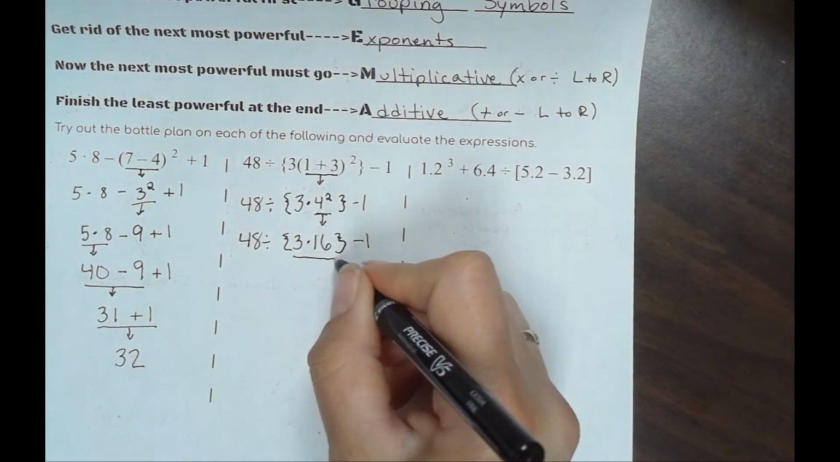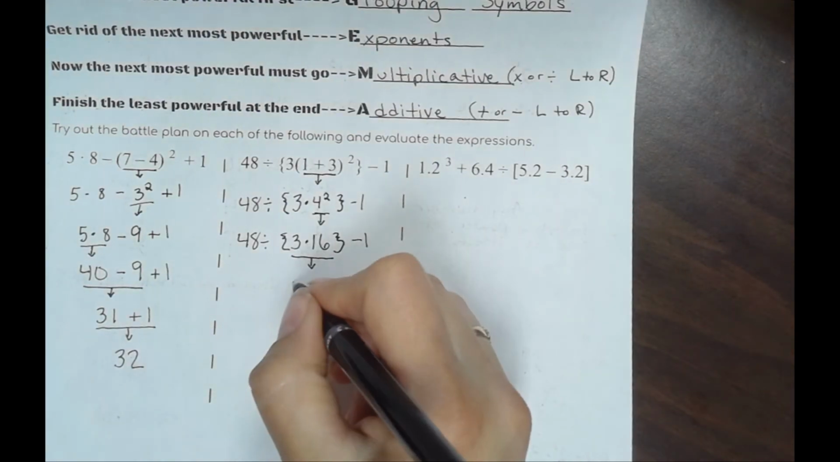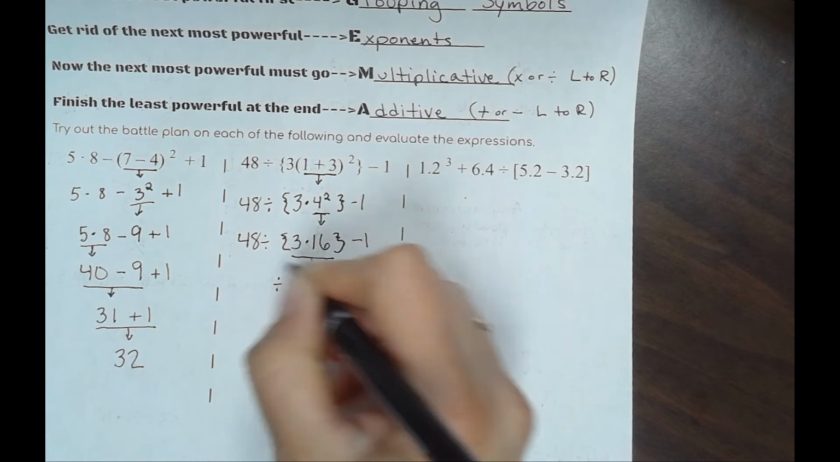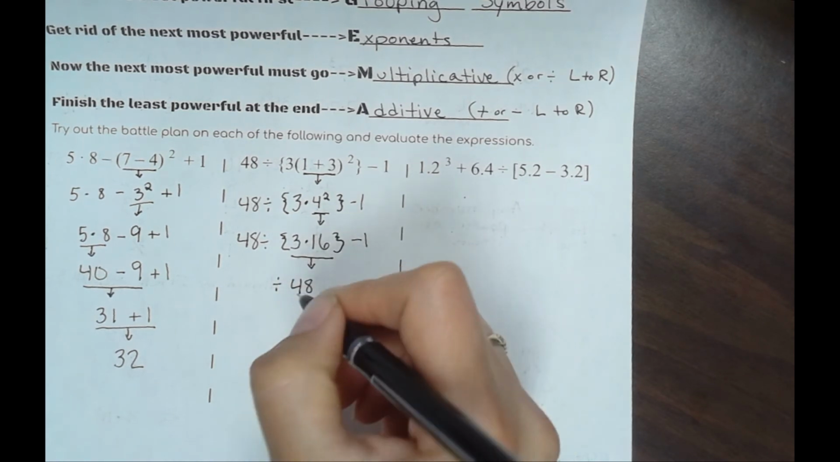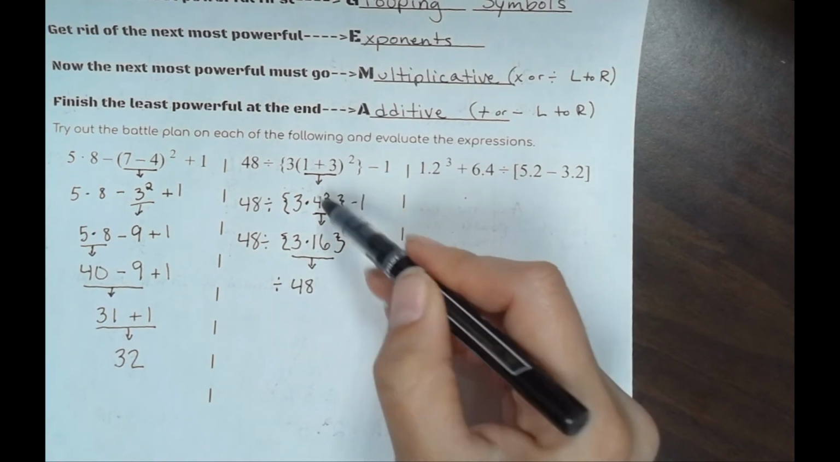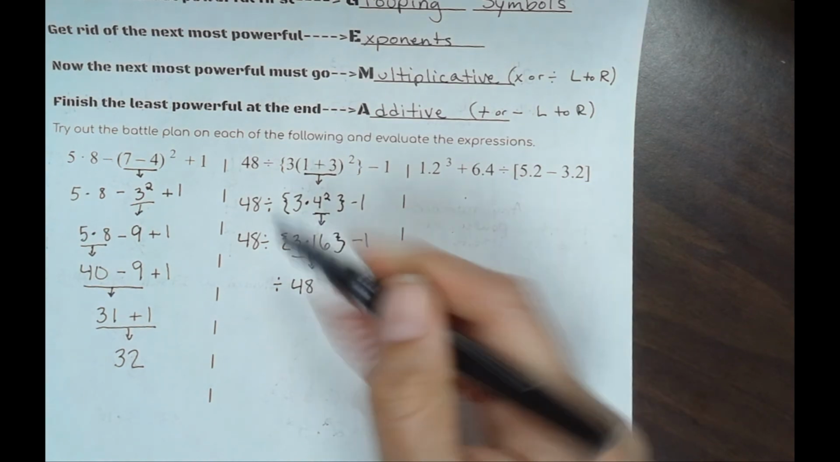Now this is the last thing inside of these braces, so I will be done after I do 3 times 16. 3 times 16 is 48. Bring down everything I haven't changed. Now I got rid of the braces because there's nothing else inside of them I need to take care of. Just like I got rid of the parentheses here because that was all that was inside. Now I've done everything that's inside. I don't need them anymore.